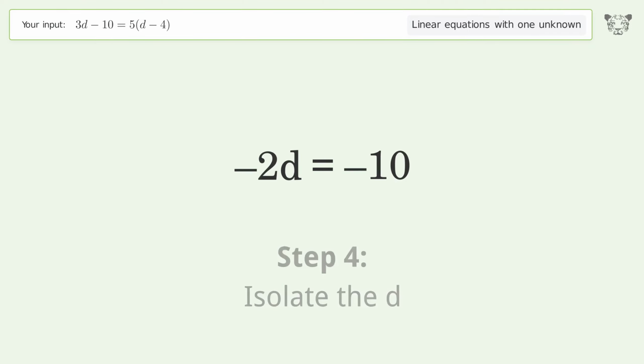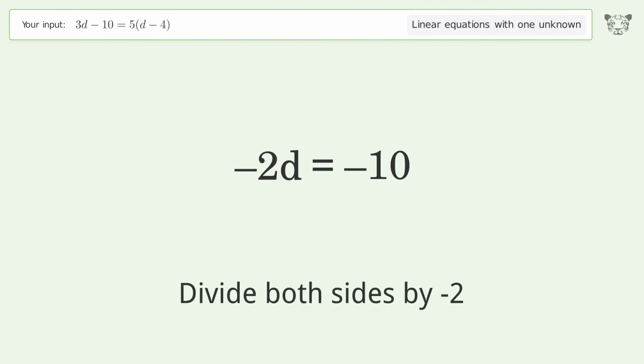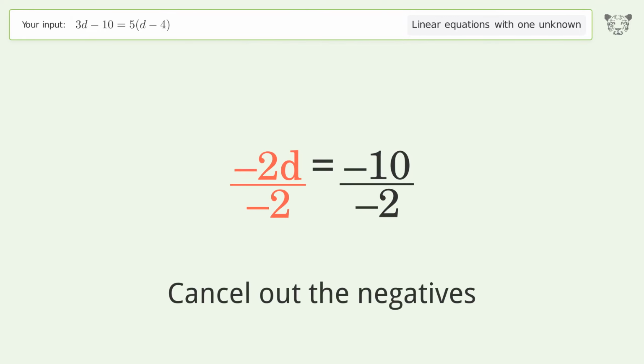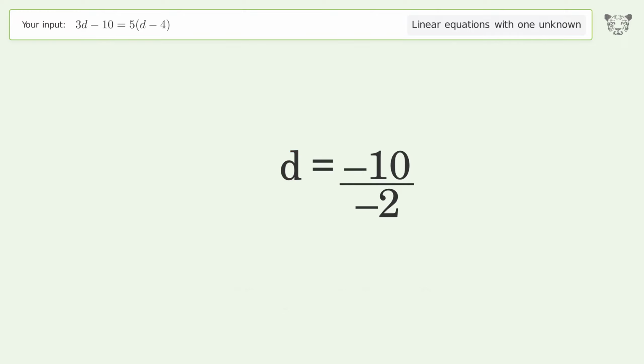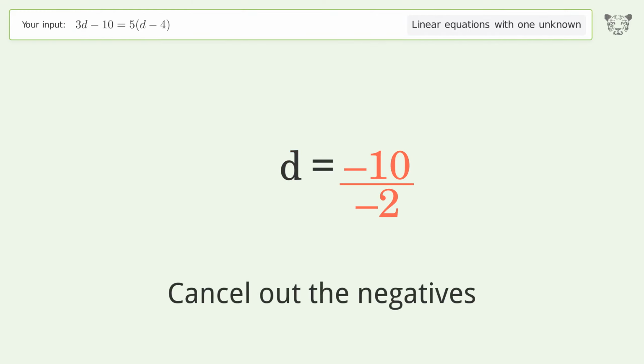Isolate the d. Divide both sides by negative 2. Cancel out the negatives. Simplify the fraction. Cancel out the negatives.